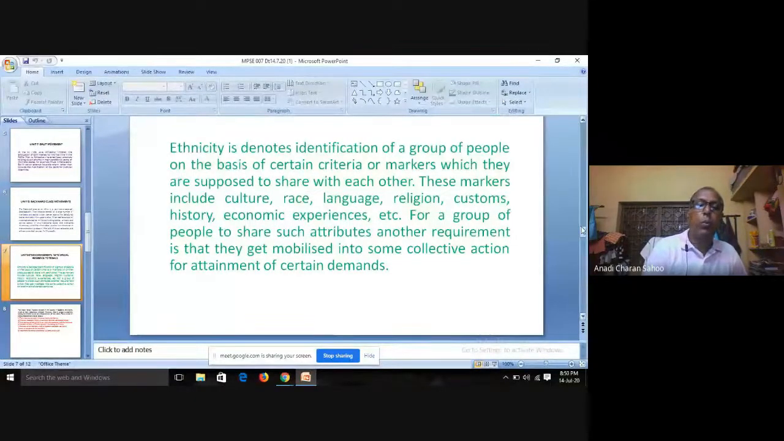For a group of people to share such attributes, another requirement is that they get mobilized into some collective action for attainment of certain demands. Collective action means movement. It is the social movement of ethnic groups. Language-based ethnic group, race-based ethnic group, culture-based, religion-based, customs-based, history-based, economic experience-based.